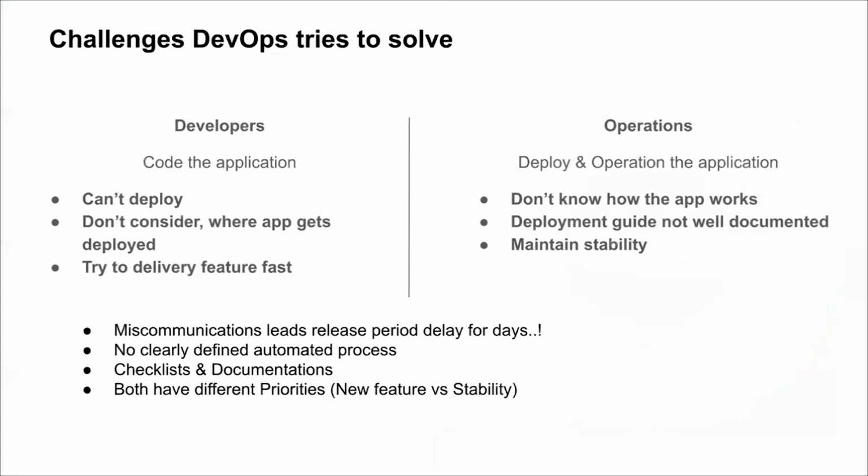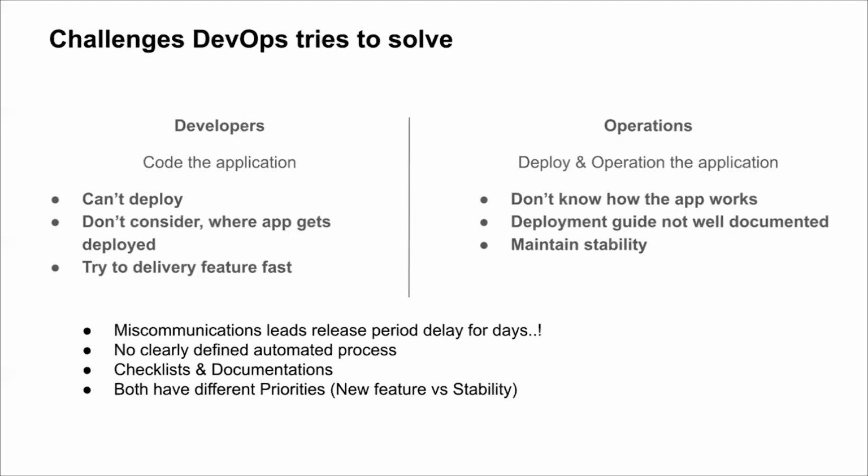Now, if we further see what challenges DevOps tries to solve, then as I told you about the two teams, the developer teams and operations teams. Developers cannot deploy their code into the server because they don't have any idea about how to configure the server, what the server requirements will be, or how to create the server, how to patch vulnerabilities, and all those things. So developers cannot do the deployment.